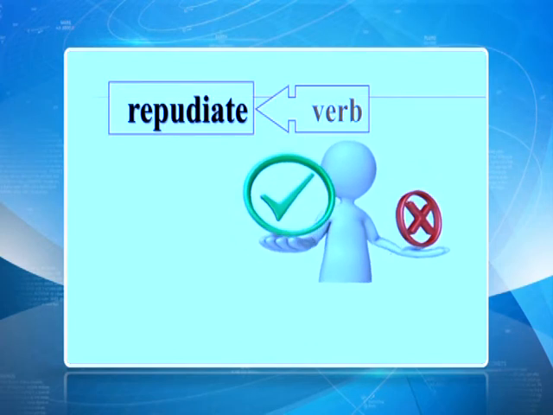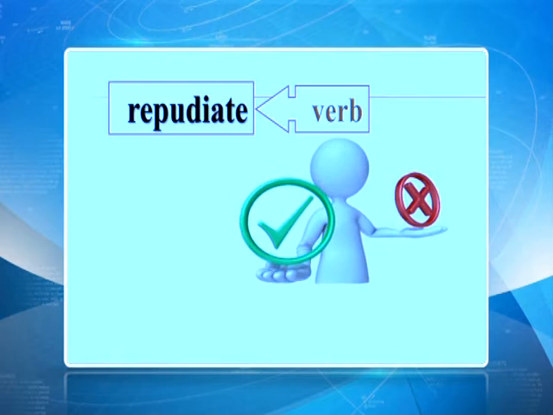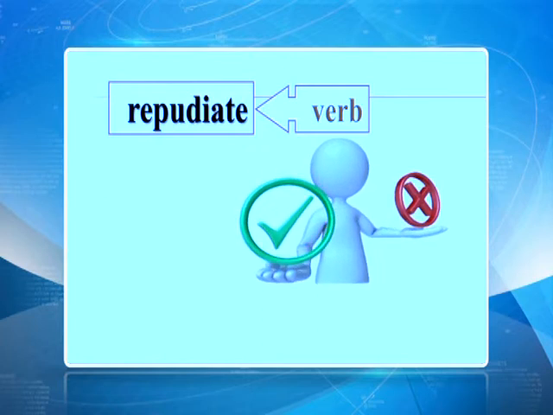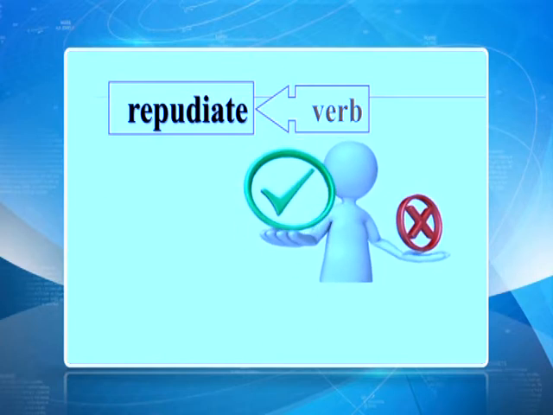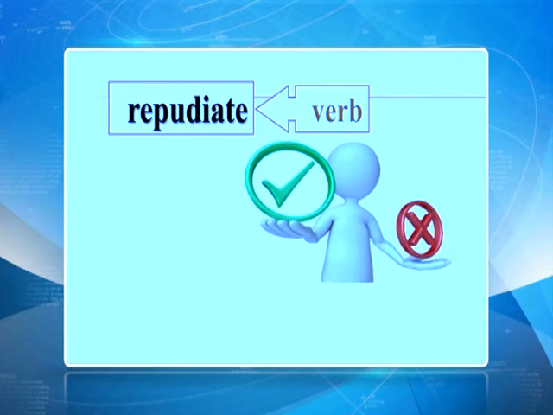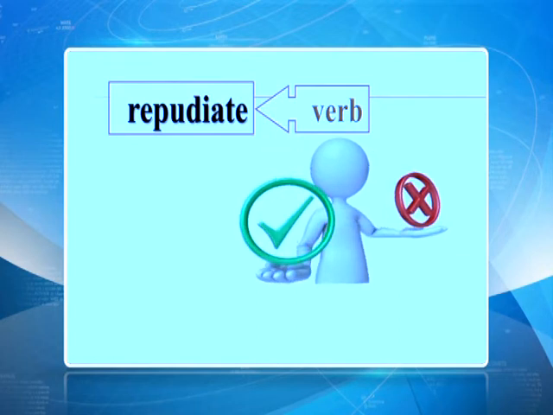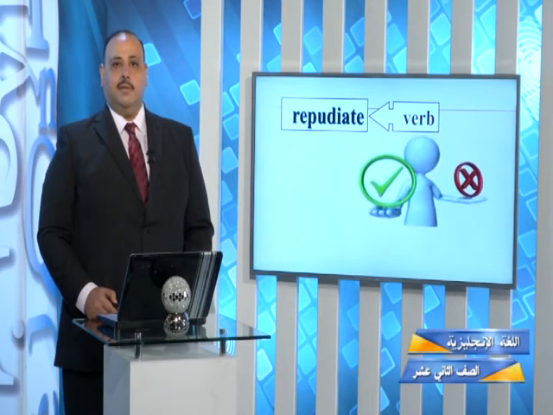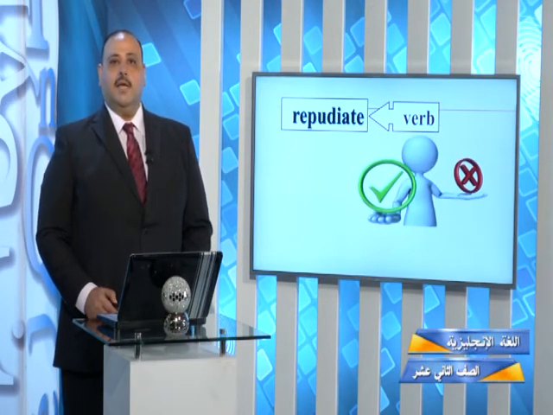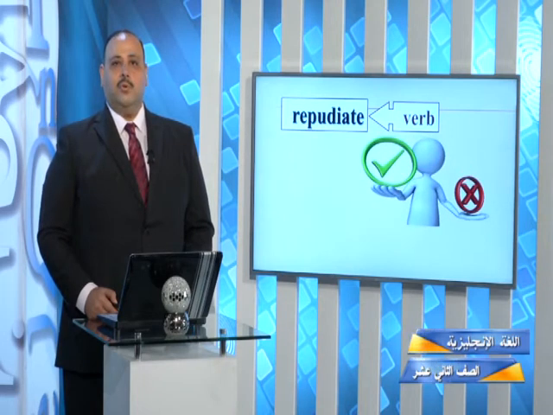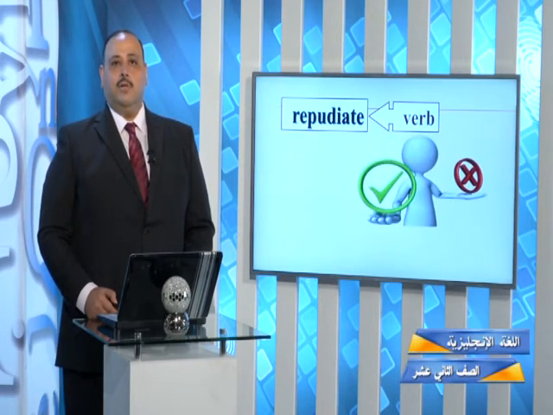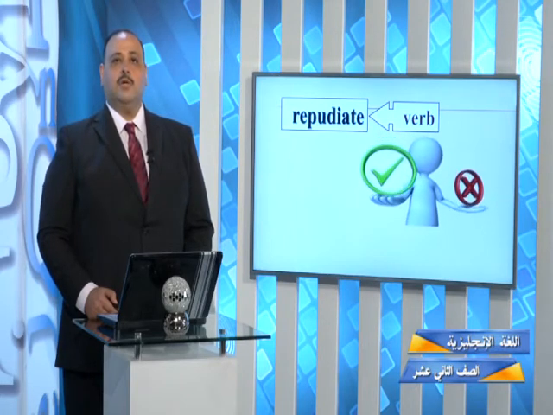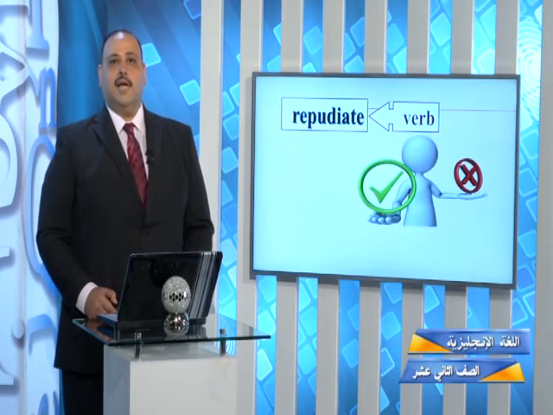Repudiate is a verb. Now, when we say a verb, it means it's an action that is done by a subject or by a noun. Now, the picture can tell you something. Now, we can see someone who is thinking about something, but he cannot accept it. He refuses it. So, we say that someone repudiates. It means he refused or he doesn't accept something.